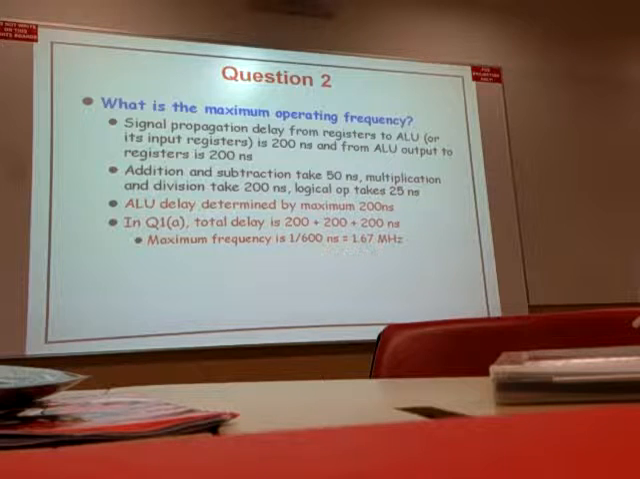Why is it 1 divided by? Frequency is always 1 divided by the time. That's standard.